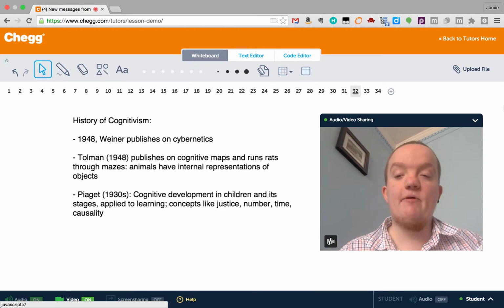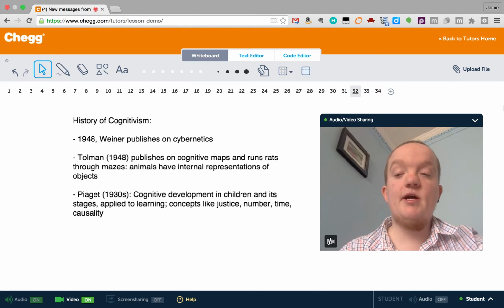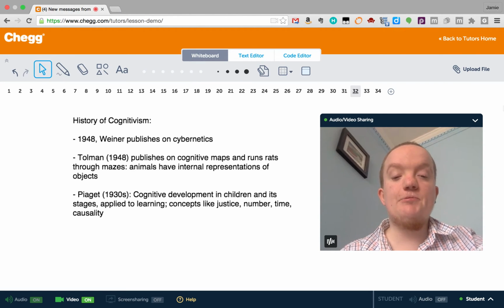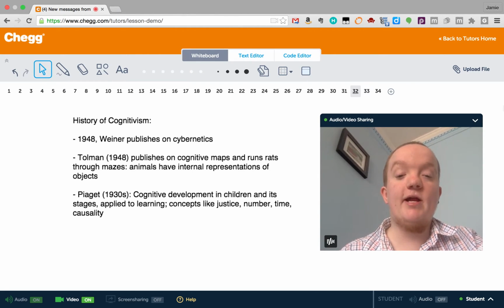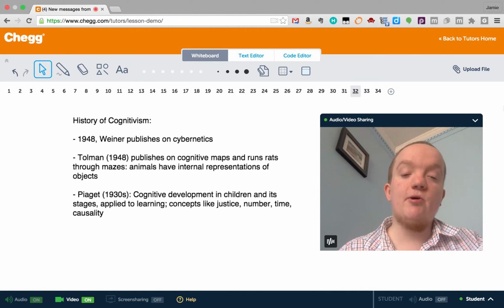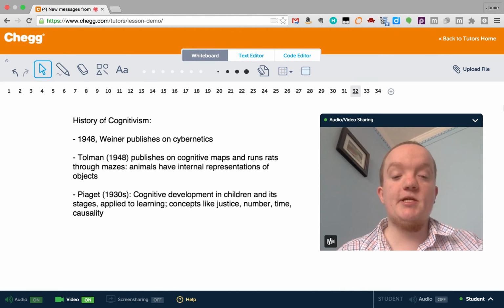Let's talk a little bit about the history of cognitivism. In 1948, Wiener publishes on cybernetics. This is the start of cognitivism for a lot of people, and really ties it into artificial intelligence. Tolman, also in 1948, publishes on cognitive maps, conceptual ideas that people develop based on perception and other inputs to their system. The idea of input and output becomes important, but it's also mediated by the cognitive processes in between, which people are really interested in.